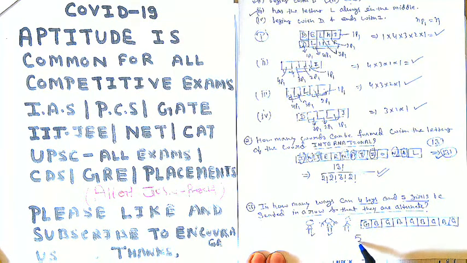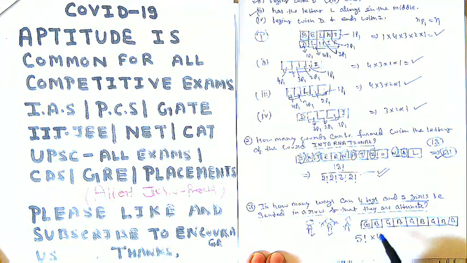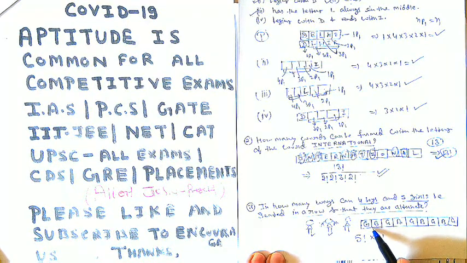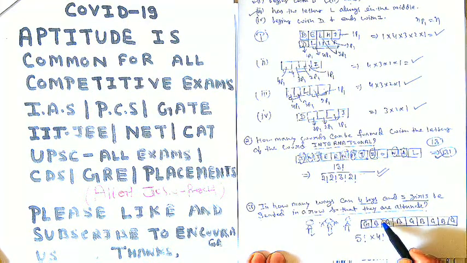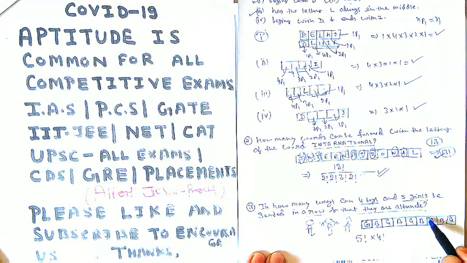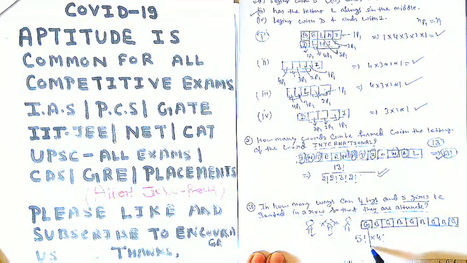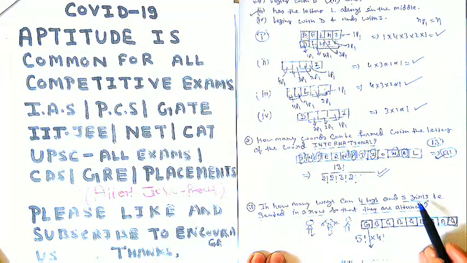No problem. So in this condition, your total number of ways is equal to 5 factorial into 4 factorial. Why? Because this box is fixed for girl. This box is fixed for girl. This box is also fixed for girl. This box is also fixed for girl. This box is also fixed for girl, and other boxes are fixed for boys. So in these boxes we have a total of 5 girls.